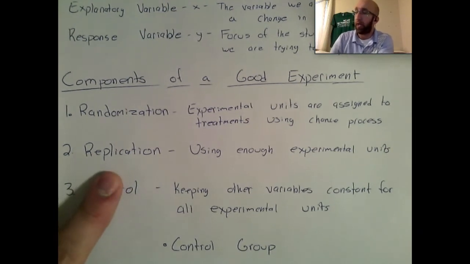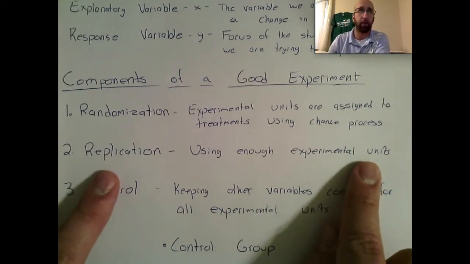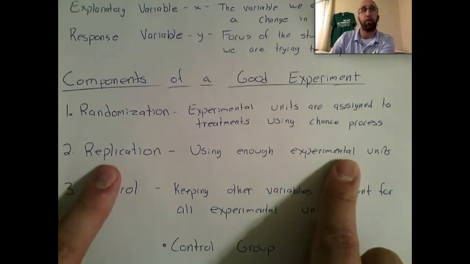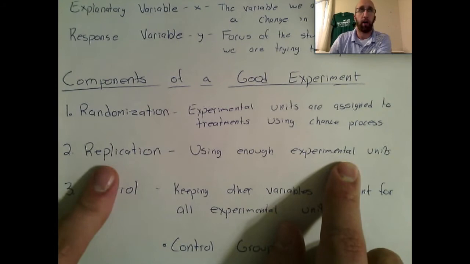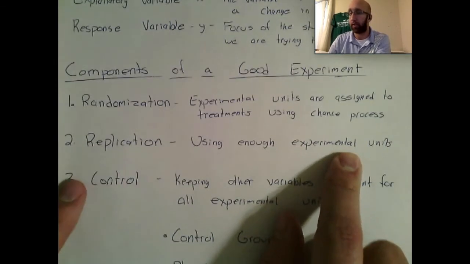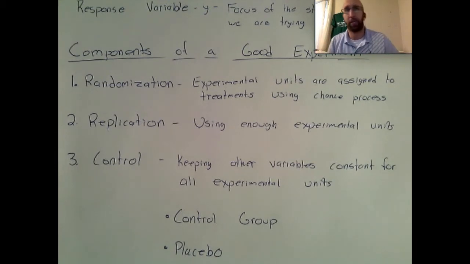So the way you see that is your experimental units, whether it's plots of land that you're testing fertilizer on or it's people, you want to make sure you're doing many plots of land or you have many people as subjects in the part of your experimental design. So you need replication. And then finally, control, which has a lot of subcategories in it.